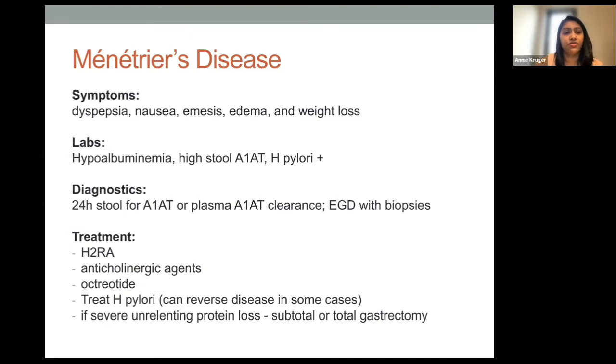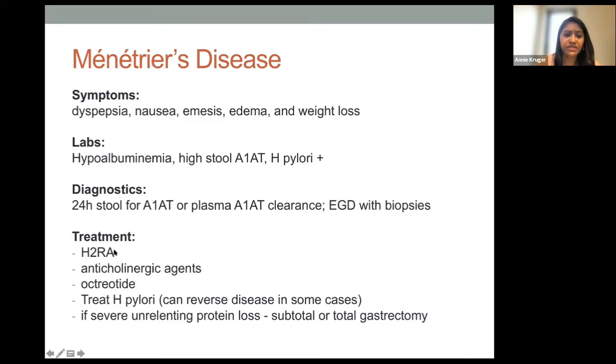So the things you want to do for patients with this, so they'll often present with symptoms of dyspepsia, nausea, emesis. They'll have lots of edema, peripheral edema from the protein losing enteropathy, or gastropathy, I should say, weight loss. So you want to check their labs for hypoalbuminemia. You want to check their stool alpha-1 antitrypsin to see if it's high or not, because that's a sign of stool protein wastage, and also for H. pylori. A 24-hour stool for alpha-1 antitrypsin, or you can do a plasma alpha-1 antitrypsin clearance. Those are slightly more sensitive tests. And again, you can send them to GI. We can order those, or we can do EGD with biopsies.